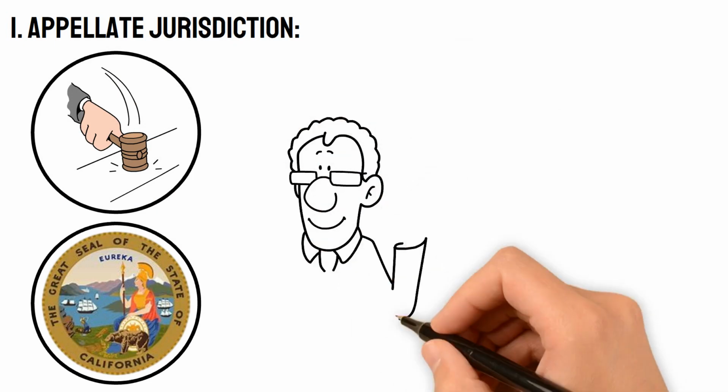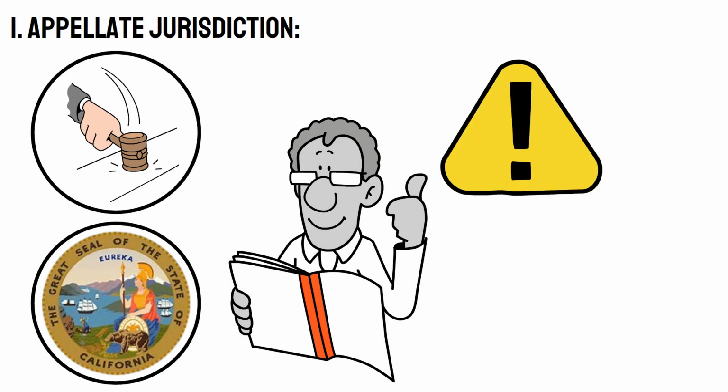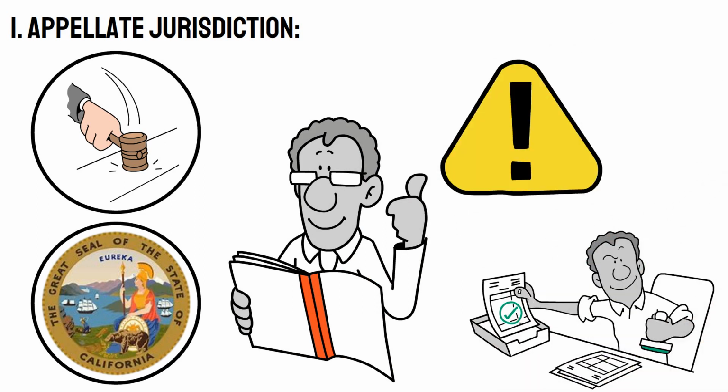The appellate court reviews decisions made by the juvenile court to determine if legal errors occurred or if there was an abuse of discretion.